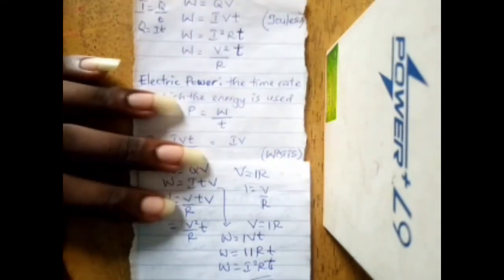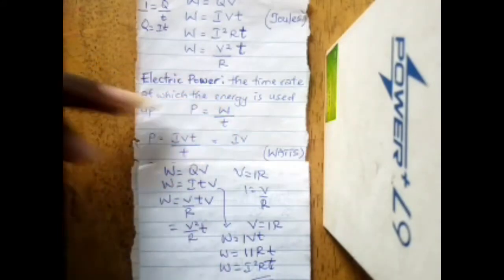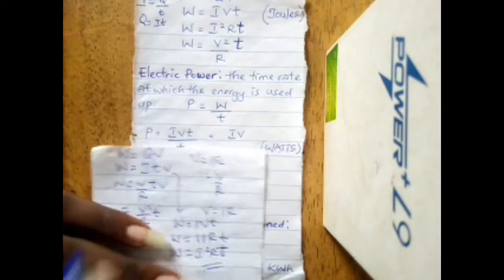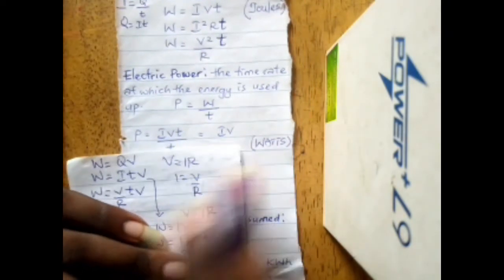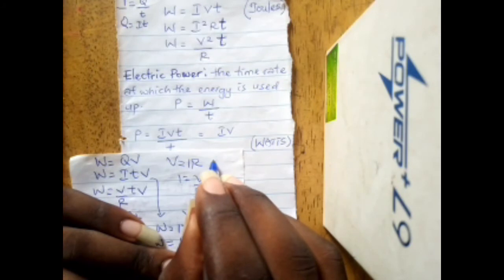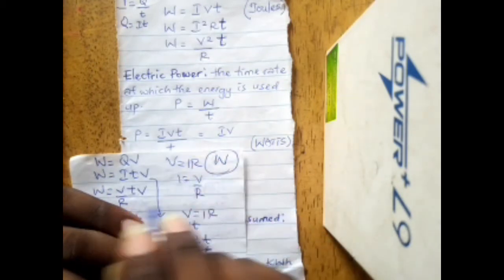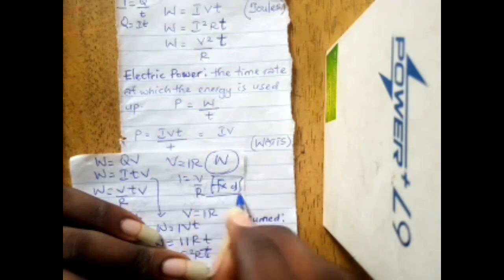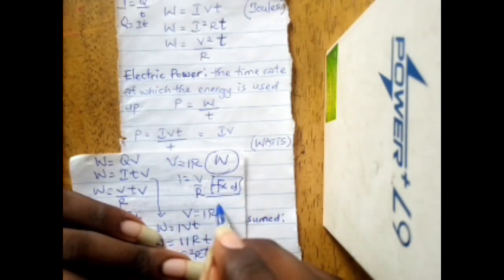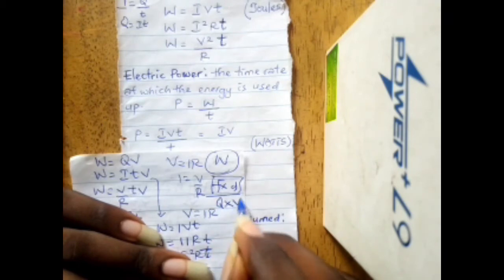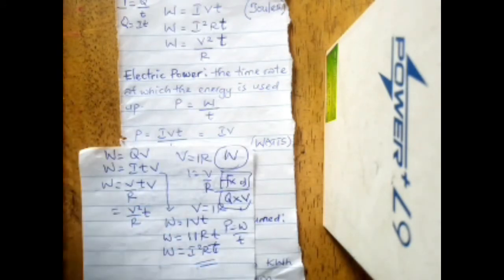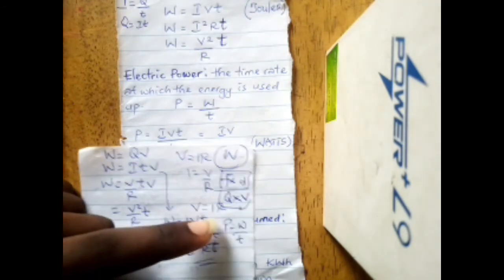Now we move to electric power. Electric power is the time rate at which energy is being used up. We recall from when we discussed machines, work, energy, and power, that work simply has to do with force times distance. In this case, with electric charge, we are talking about the charge times the voltage. So power simply refers to work done per unit time. The time rate at which energy is being used up is what we refer to as power.